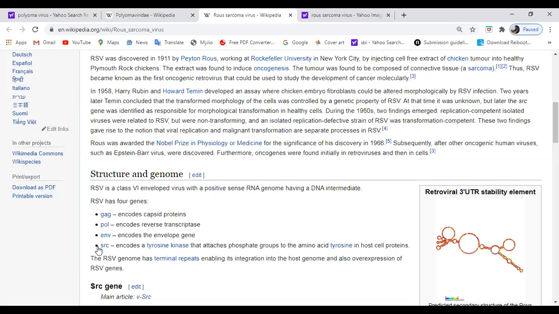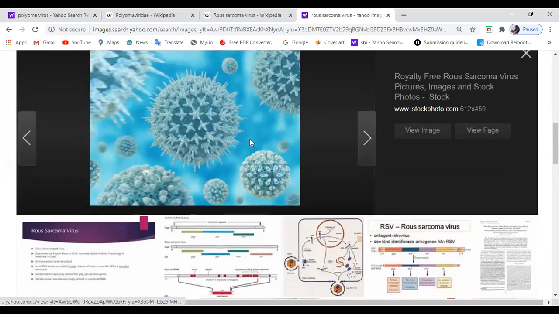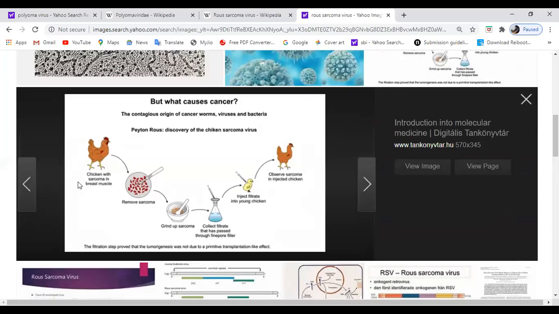It was discovered later, but now it is known that this particular SRC gene encodes a protein, and this particular protein is a tyrosine kinase. This tyrosine kinase is responsible for causing the cancer or tumor.